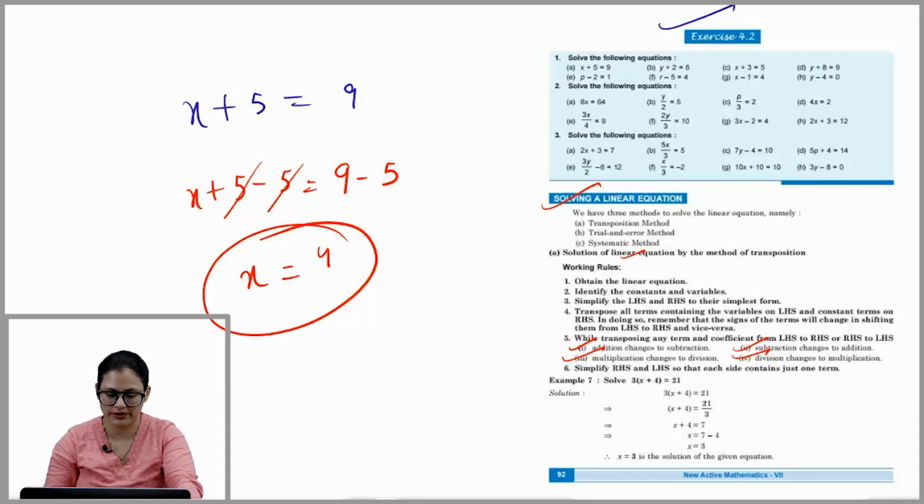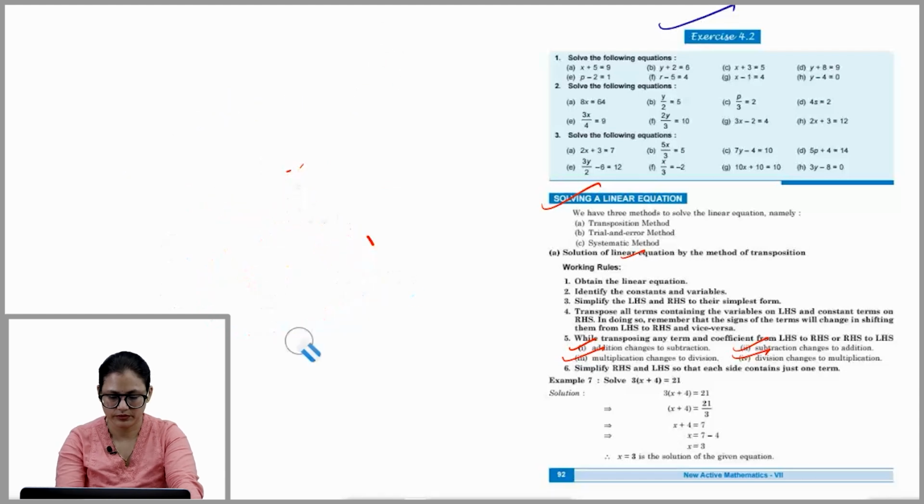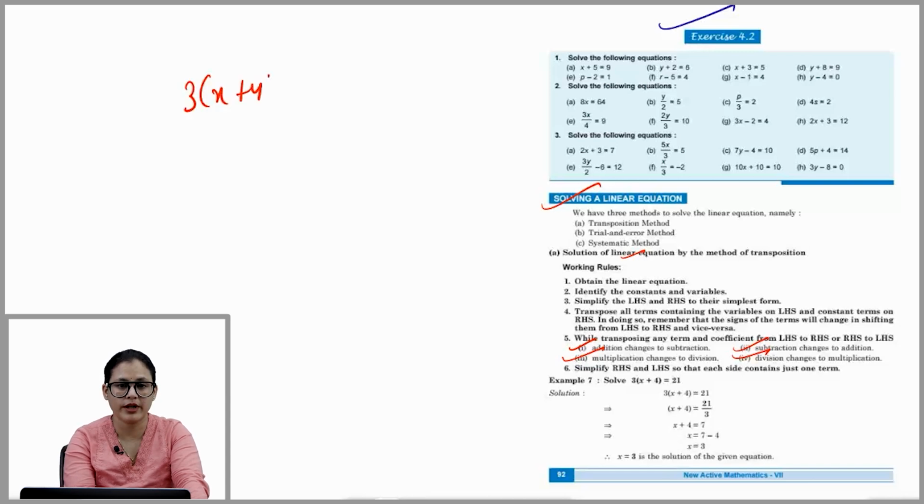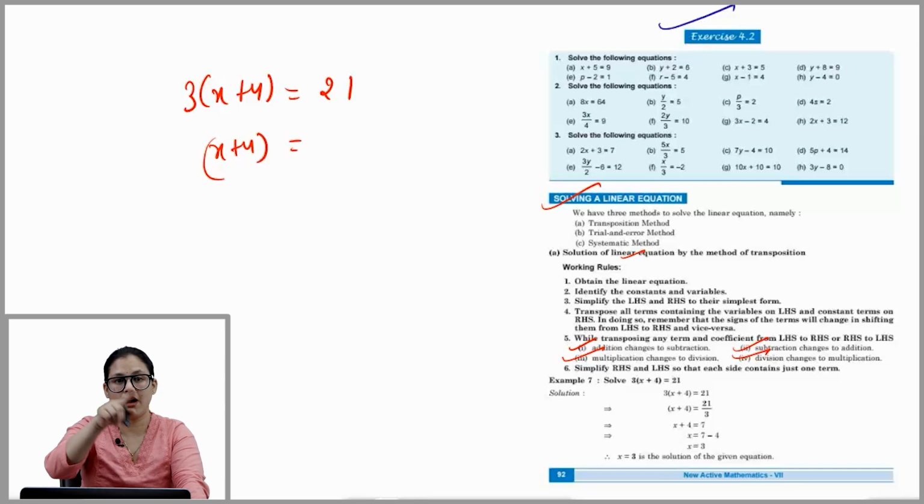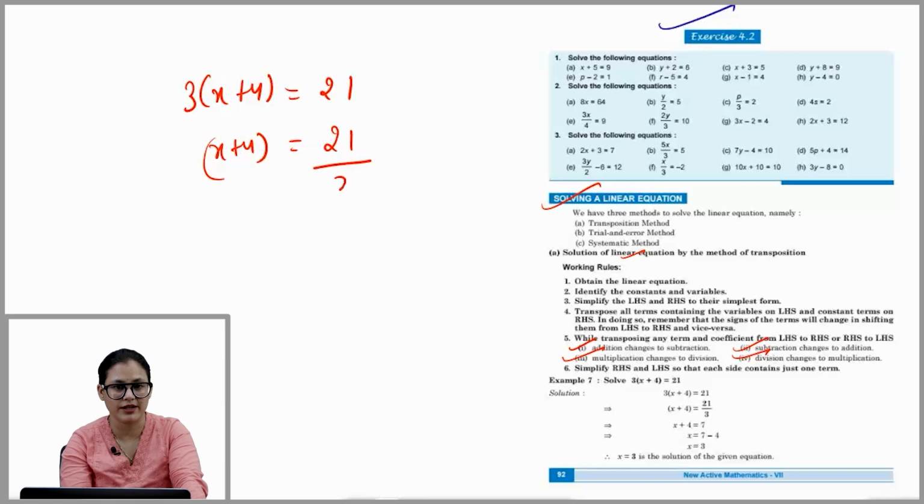Okay, example 7 is given here. Now we will solve this. So the equation is 3x plus 4 is equal to 21. Okay, see, 3 is multiplied here. So what will we do? We will transpose 3 to RHS. Here it is multiplied, so here it will be divided, right? Then x plus 4 is equal to 7.